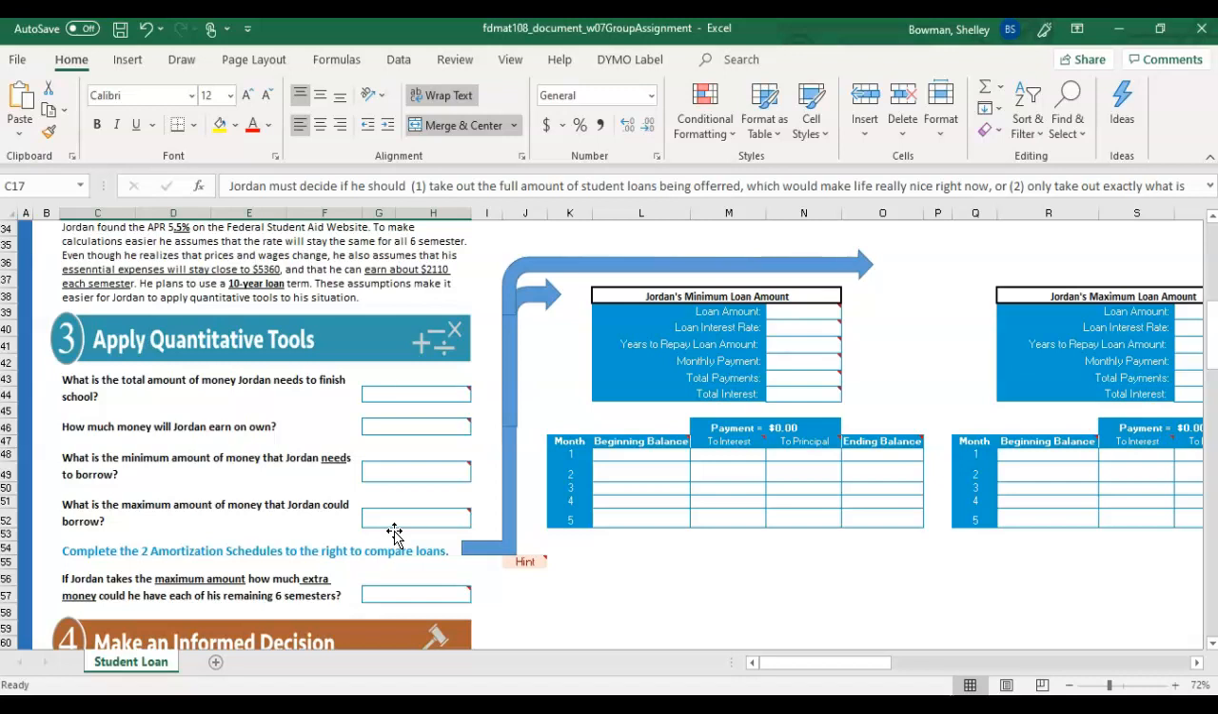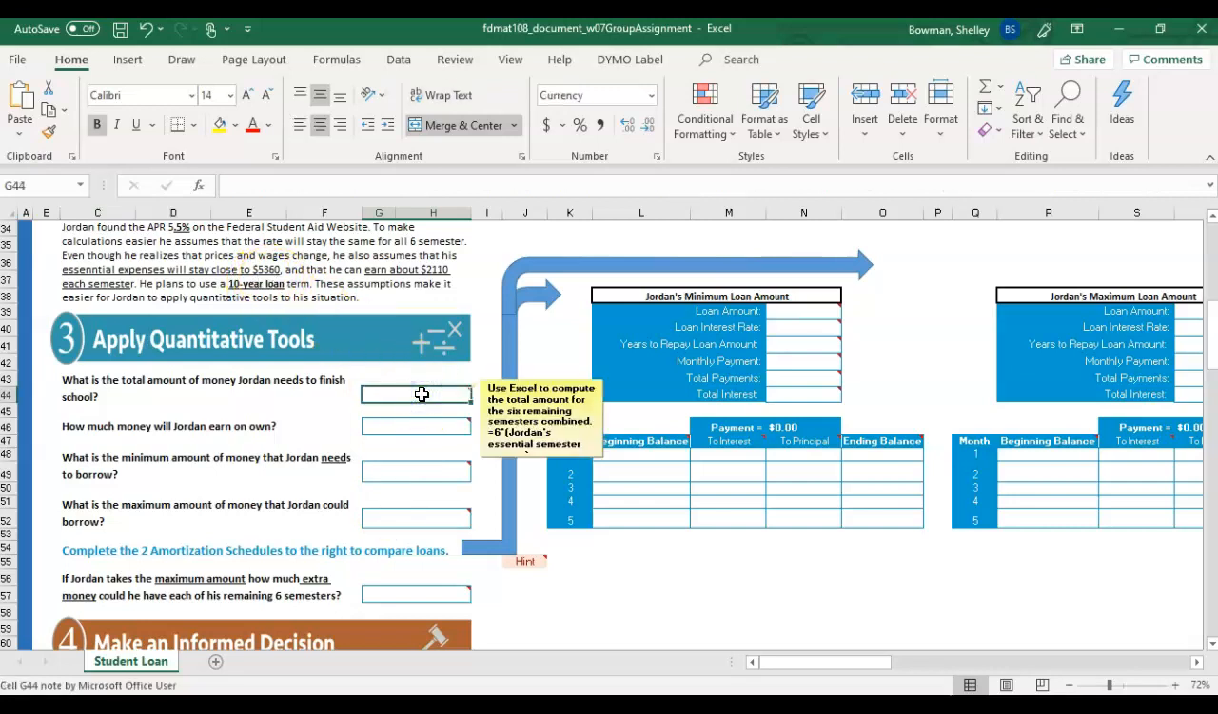So the first thing is we want to know the total amount of money that Jordan needs to finish school. And we were told how much all of his essential expenses will be, which is $5,360. Yes, these numbers are different than yours, but the process is still the same. So I'm going to type in $5,360, and that is per semester. And with 6 semesters left, we're going to times this by 6. And that tells us how much money he needs total to finish his schooling.